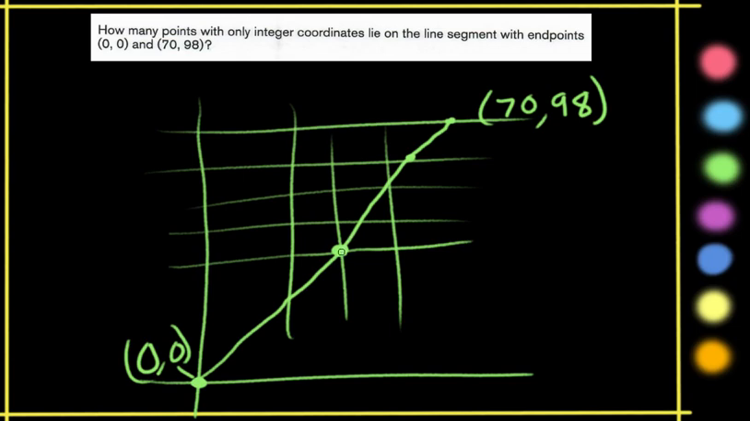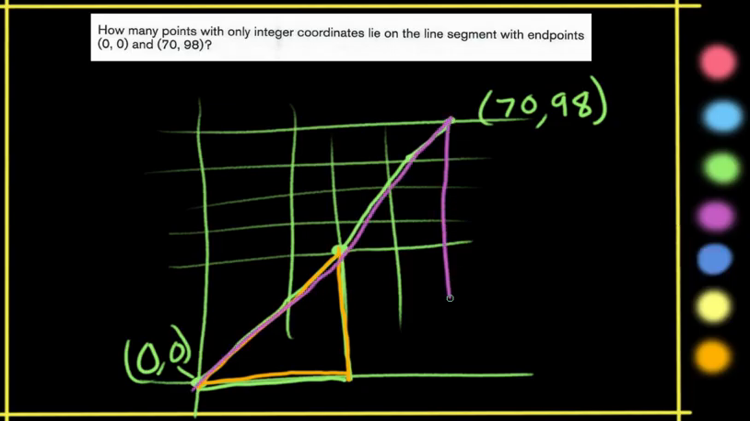So let's say that we're exactly at an integer coordinate here. What that means is we're going to be able to build a similar triangle. Let me draw it in a different color. We're going to be able to build a similar triangle here, like this. And then the other similar triangle is going to be up all the way to 70, 98, and down like this. And the width of this purple triangle is of course 70, and the height is 98.